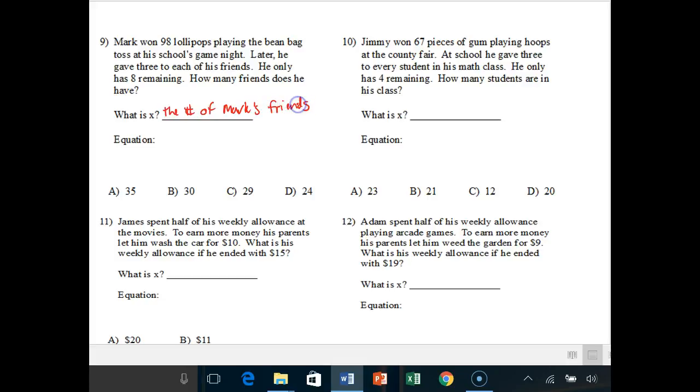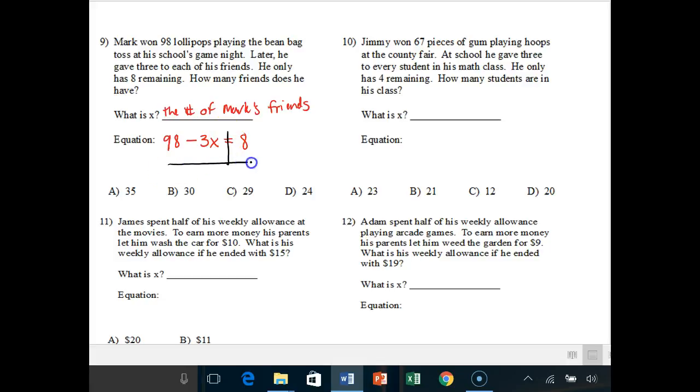Right? And if I'm to write an equation, I'm saying, all right, I had 98. I'm giving away 3 lollipops to each of my friends, but I don't know the number of my friends. That's where X comes in. And I know that I'm left with 8. So there's my equation, right?